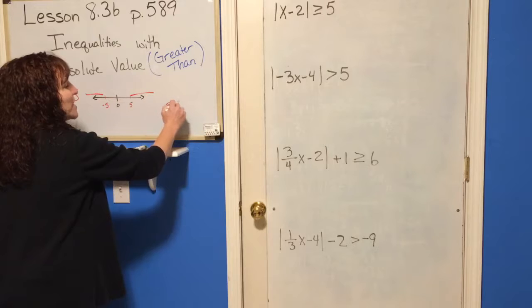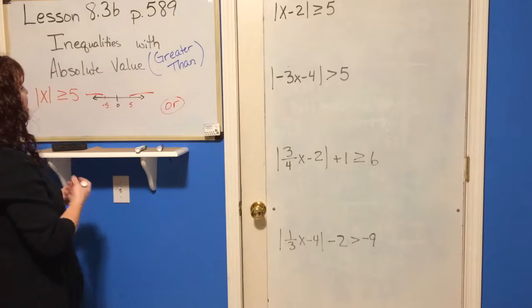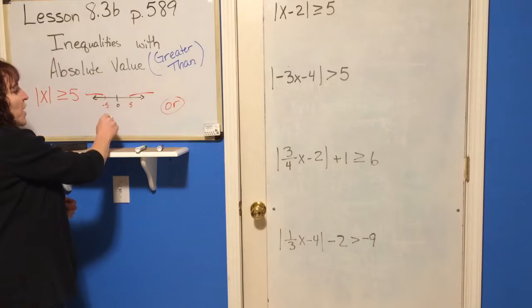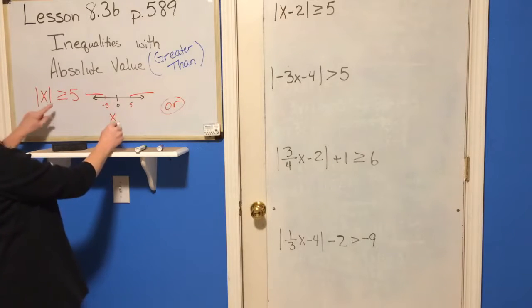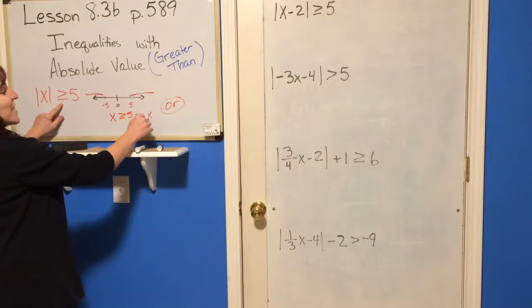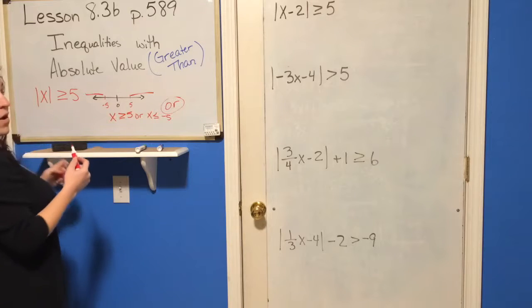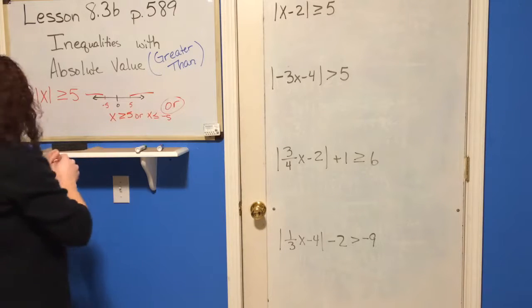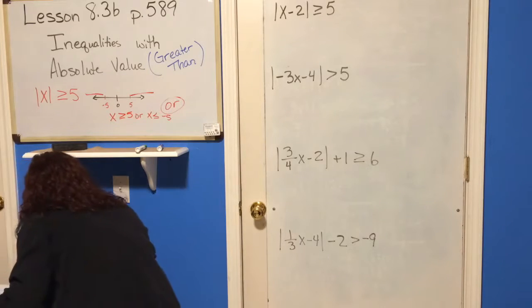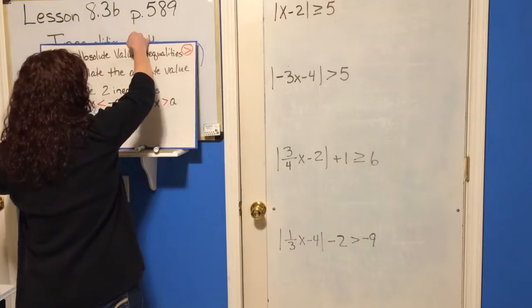So this is going to be a statement with OR. And you're going to have x is either greater than or equal to 5, or x is less than or equal to -5, because it could go that way also. So that's going to be how we come up with our steps for greater than.